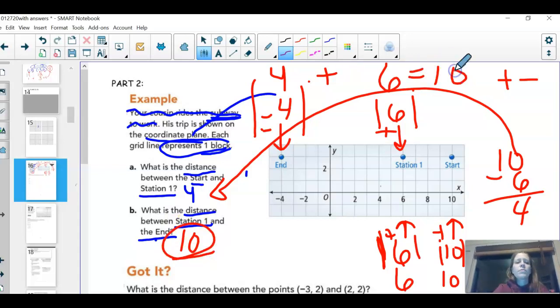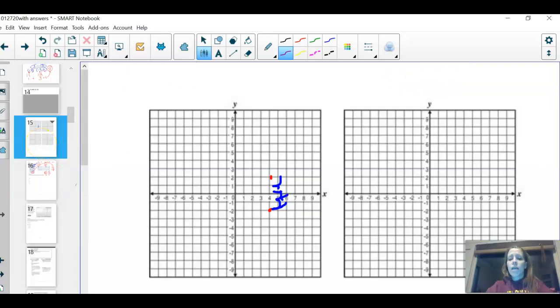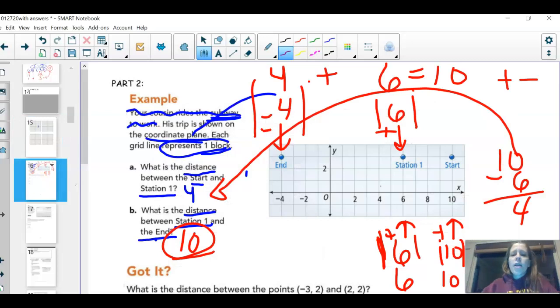¿Fácil? Okay, now look at this one. This time, we're not going to draw it. If you need to draw it on this page, you can. Si tú necesitas dibujar a esta página, tú puedes, okay? But I'd like you to try it without.